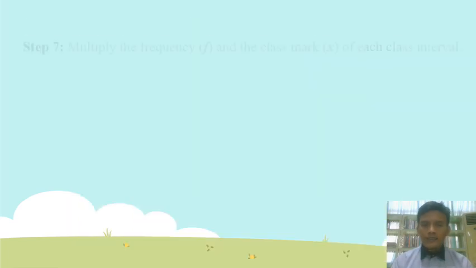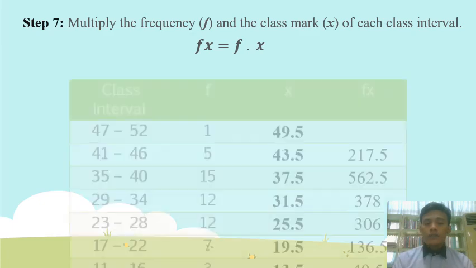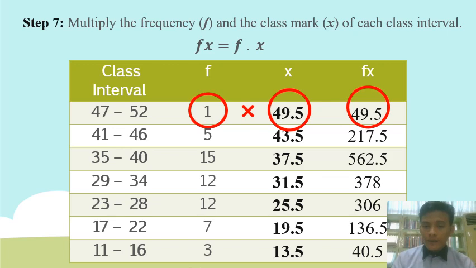Okay, next slide. Step 7. Multiply the frequency and the class mark of each class interval. f of x is equal to frequency times the x, which is the class mark. So this will be our frequency and times the class mark, which is 49.5. So 1 times 49.5 is 49.5. Same as here, 5 times 43.5, that will be 217.5.